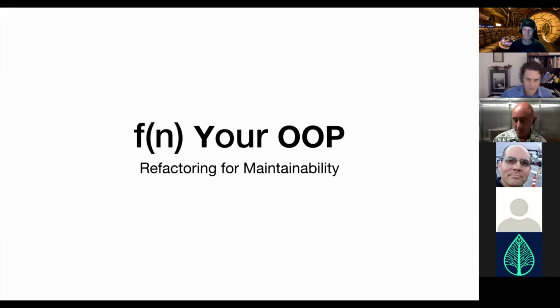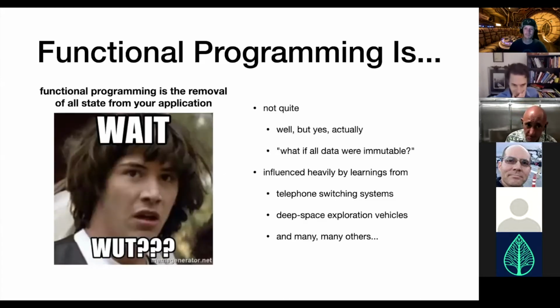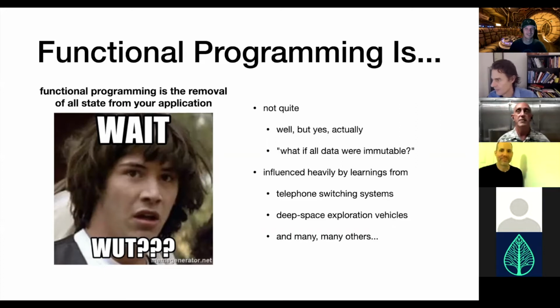So what is functional programming? Well, functional programming is essentially the removal of all state from your application. That is to say, right now you have state in the form of variables and you have state in the form of objects that have properties, and you have all this state. Functional programming is about finding state and removing it. To which most people will say, what? If I remove all state, what do I have left in my program? And we will address that.